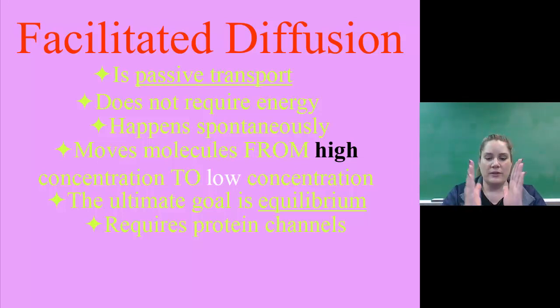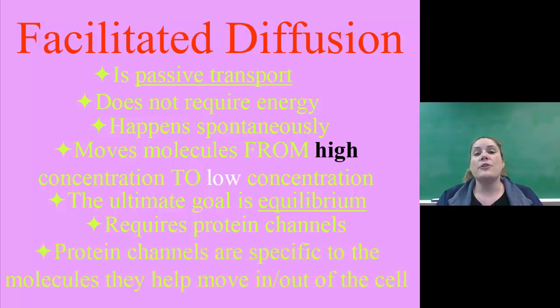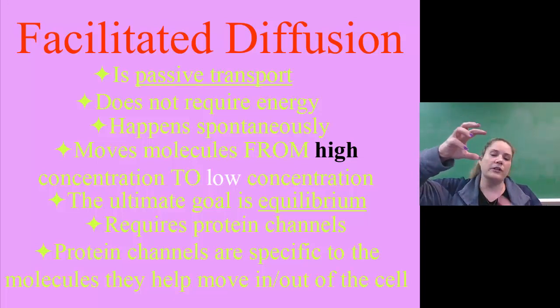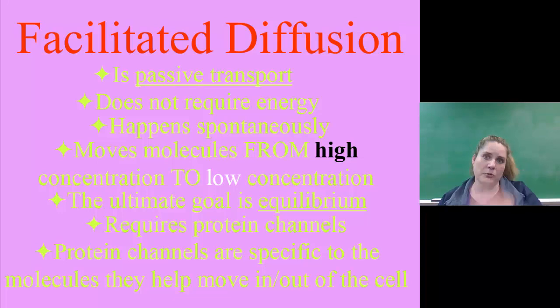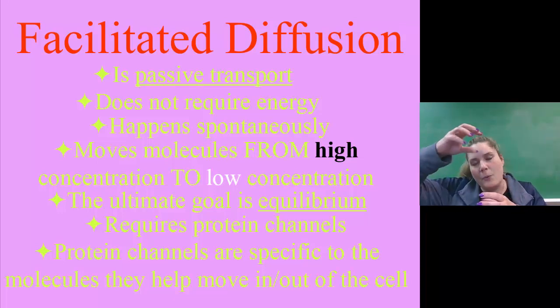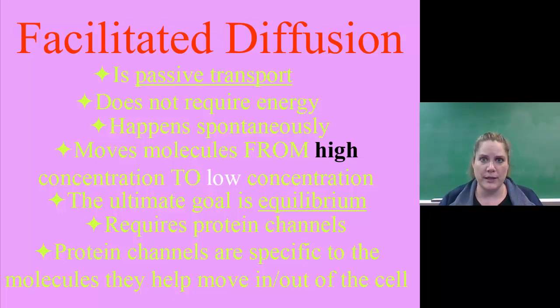to the other side of the membrane. And so there are these special protein channels that are created there, and the molecules can move right through. They're not going to slip through the spaces in the membrane. They have to go through these protein channels. The protein channels are specific to the molecules that they help move in and out of the cell. So one particular molecule can only go through a particular kind of protein channel, and a particular kind of protein channel will only allow one particular kind of molecule to go through it.